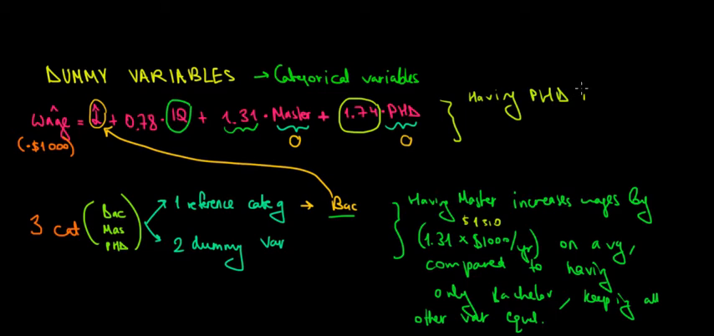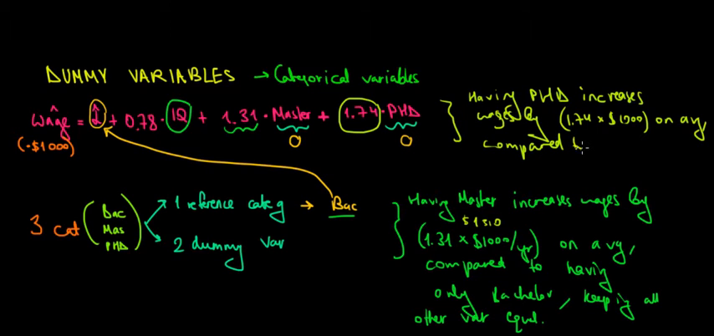Having a PhD increases wages by 1.74 times $1,000 on average, again on average, compared to having only a bachelor degree, keeping IQ constant. So this is the most explicit conclusion we can give. Having a PhD would increase wages even higher than having a master degree. It would increase it by $1,740 per year on average compared to having a bachelor for a given level of IQ, or keeping IQ constant.